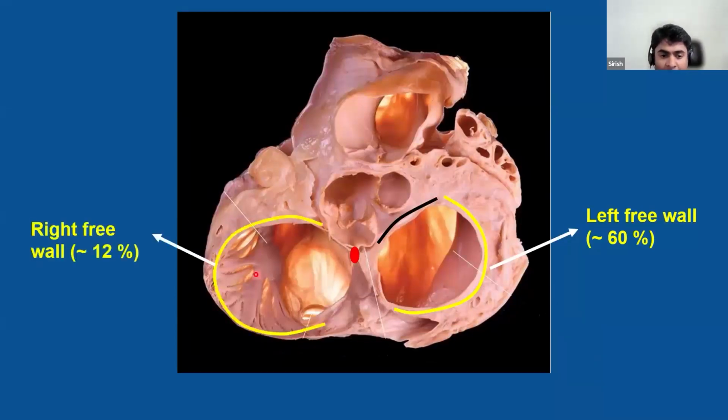Second, there are right free wall accessory pathways, which occur between around 2 o'clock on this picture and coming to about 5 o'clock on the tricuspid annulus.